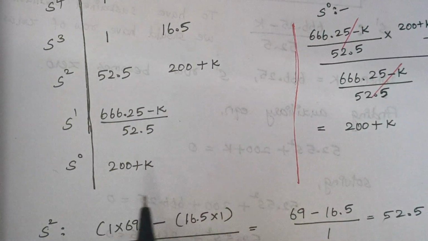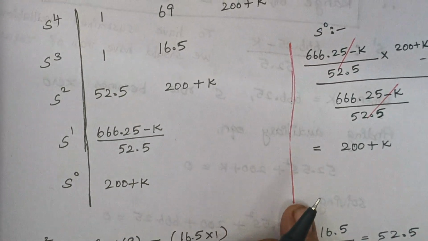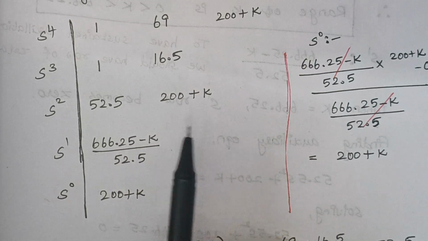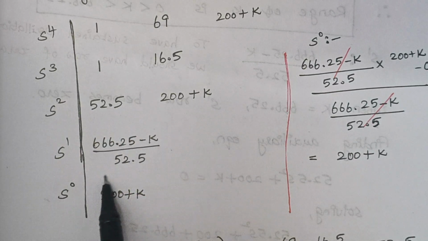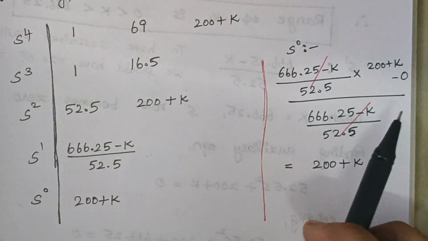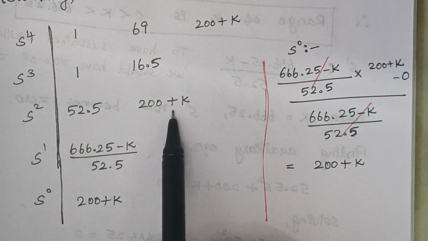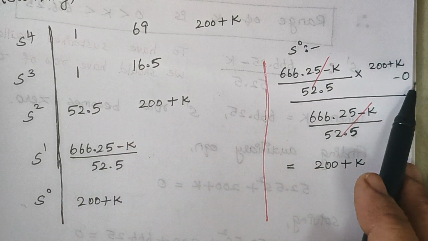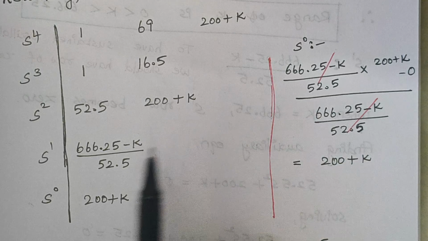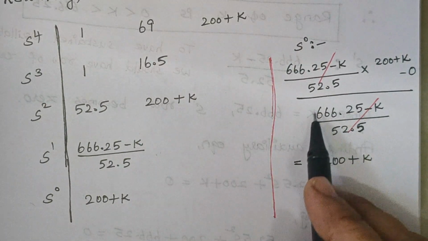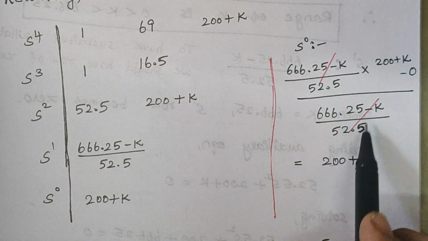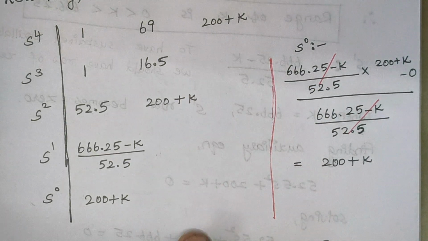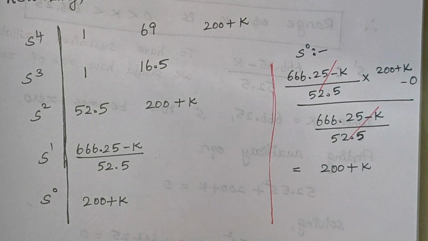And finally, finding the s to the power 0 value. Here you see this term multiplied with this 200 plus k minus 0 into 52.5 divided by again this corner element. Here I had written the steps. This multiplied with this, so this one minus 0 into 52.5 is 0. So I had simply written 0 here, then divided by this corner element. These two terms cancel each other and the remaining answer is 200 plus k. Right. So finally we had formed our Routh array.